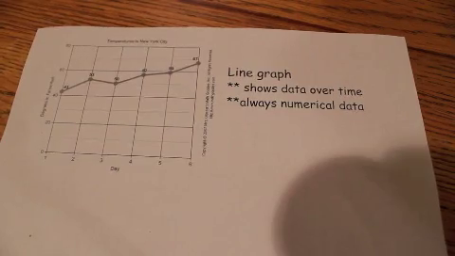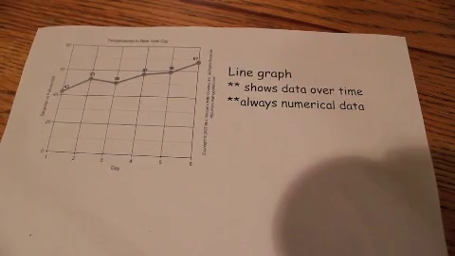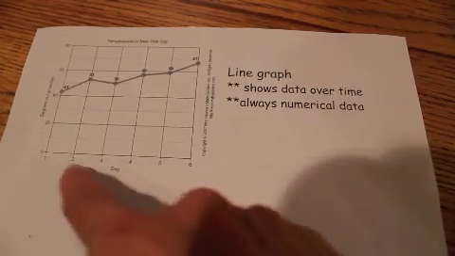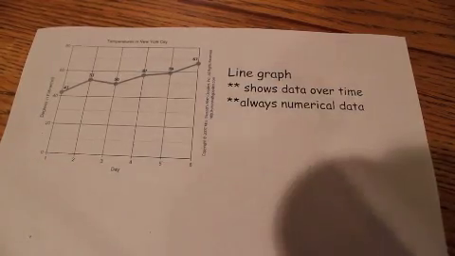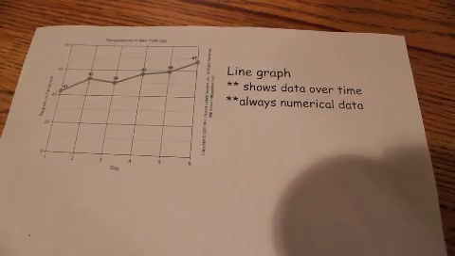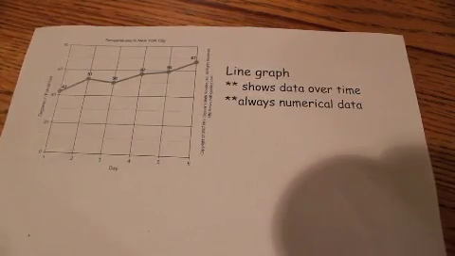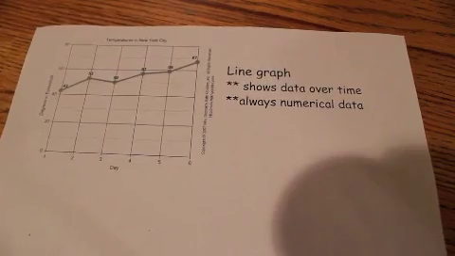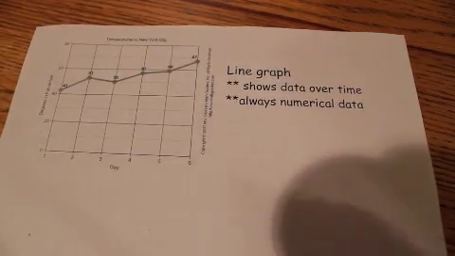Since it's always data over time, or continuous data, the data at the bottom here on the horizontal axis is always an amount of time. Could be minutes, seconds, days, weeks, hours, or even test 1, test 2, test 3.